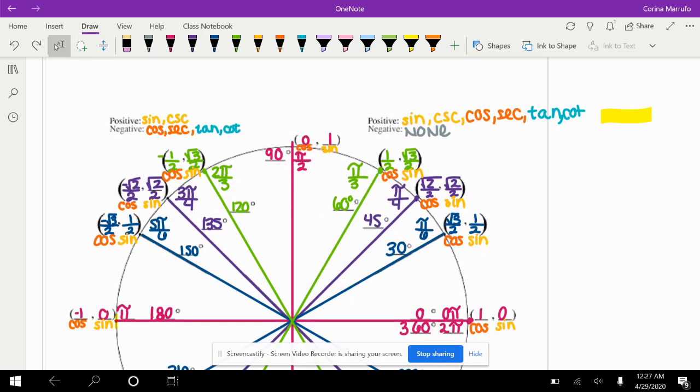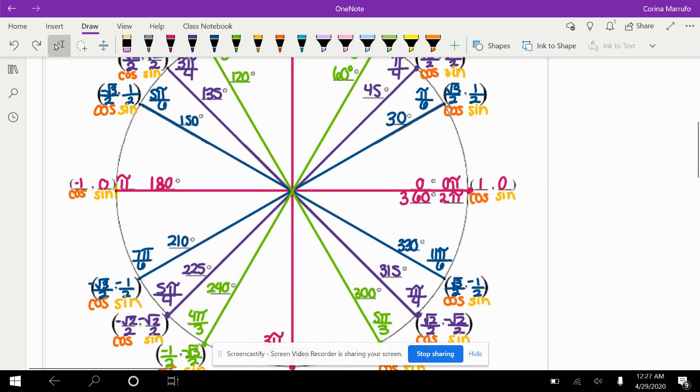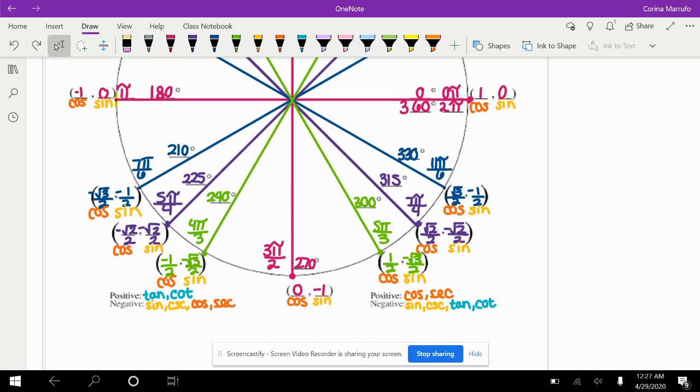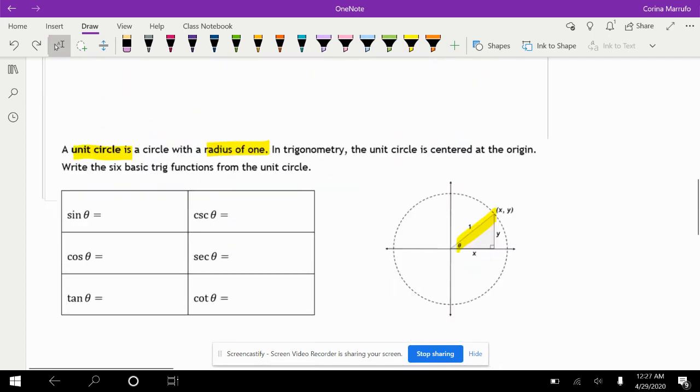Up here, this would be our x value is 0 and our y value is 1. Over here, our x value is -1 and our y value is 0. And then last down here at 270 degrees, our x value would be 0 and our y value is -1. And so if you notice underneath these, I do have cosine and sine, and I'm going to explain why.